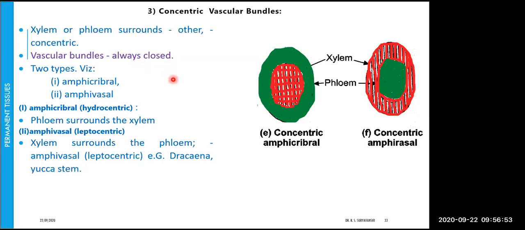The concentric vascular bundles are of two types. One is amphicribal and the second one is amphivasal.